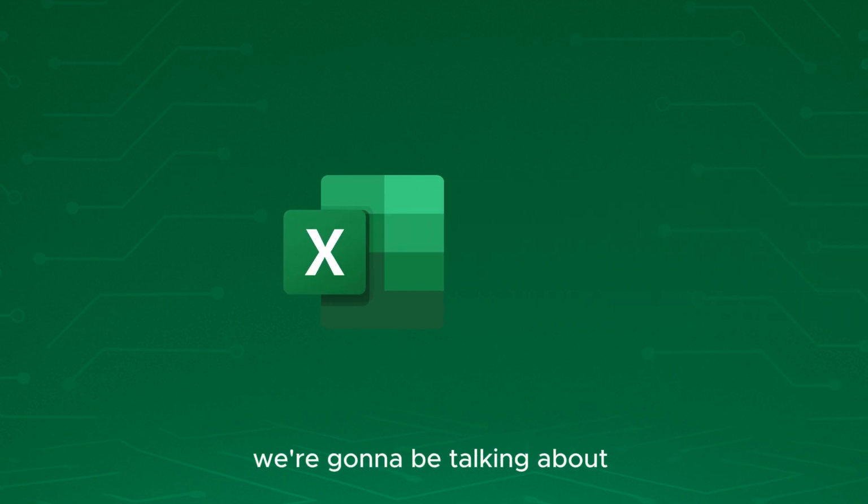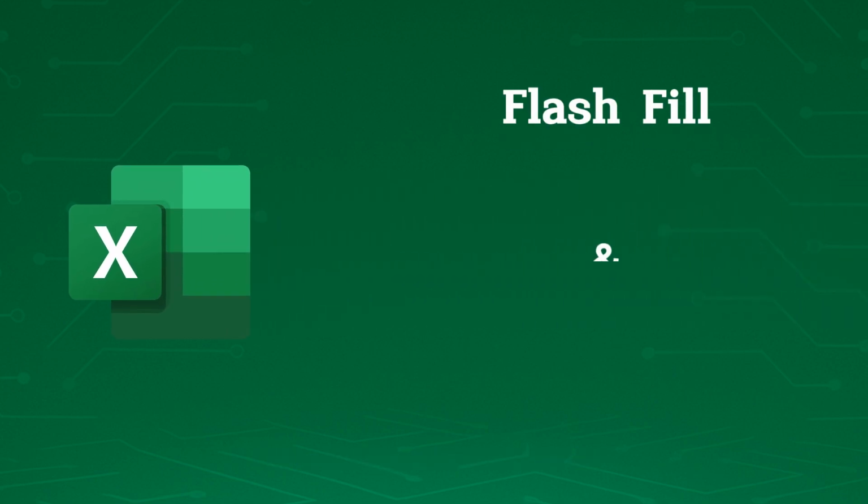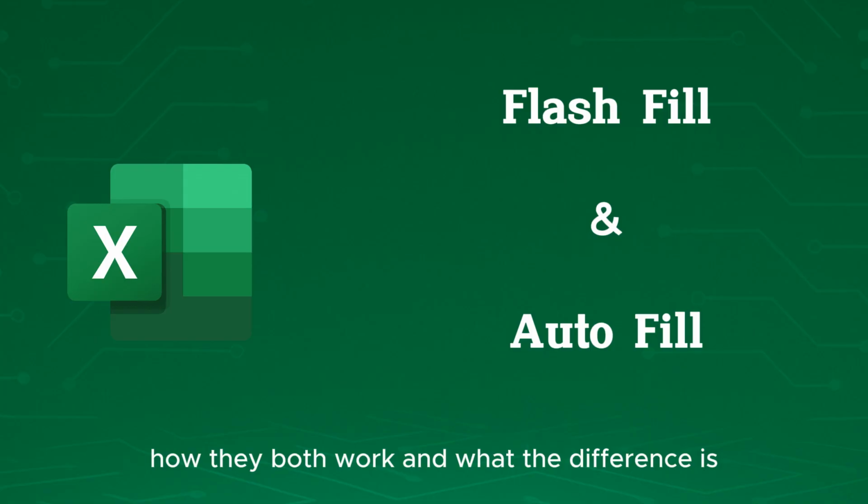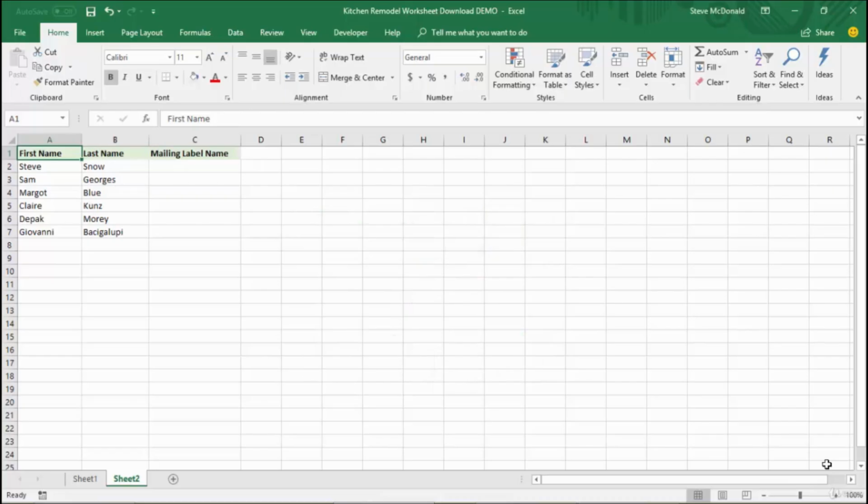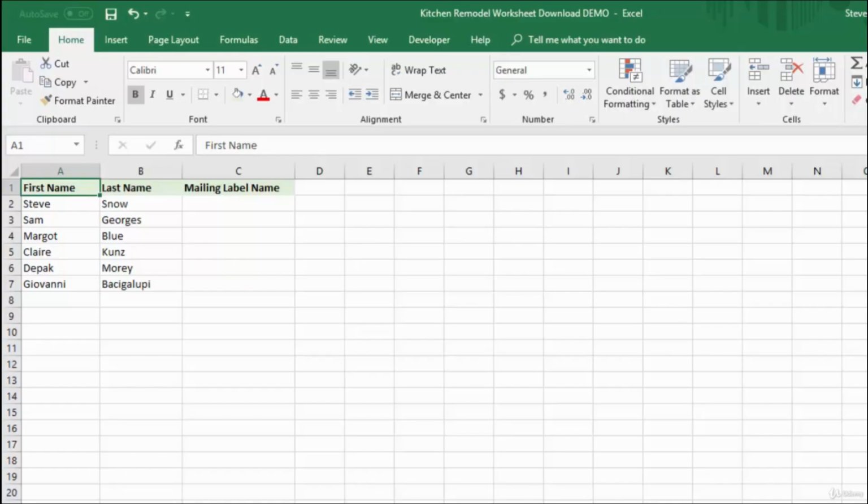Okay, in this video, we're going to be talking about Flash Fill and AutoFill, how they both work and what the difference is. So let's start out with Flash Fill. Flash Fill is just Excel's way of helping you to fill out cells using some basic intuition. And let me give you an example here.